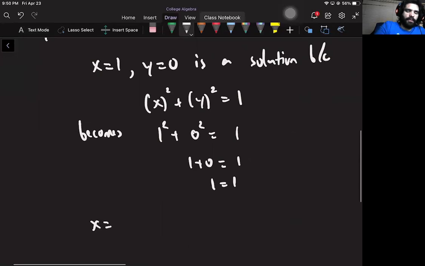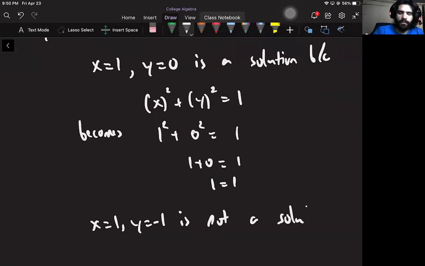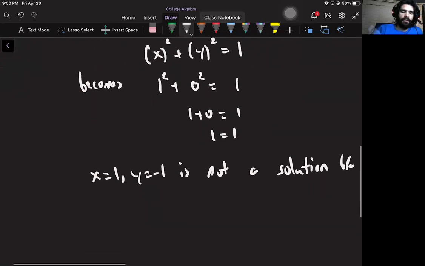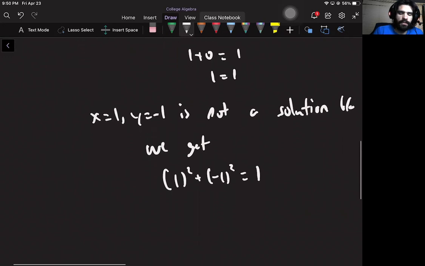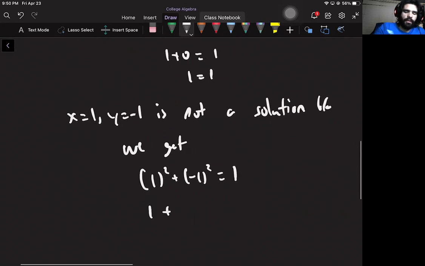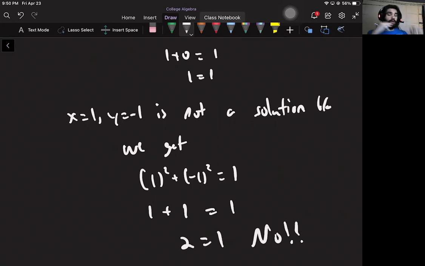While, for example, x equals 1, y equals negative 1 is not a solution because it doesn't satisfy the equation, meaning that when I plug it in, I don't get something that makes sense. In fact, I would get 1 plus negative 1 squared is 1 equals 1. So I would get 2 equals 1, which doesn't make sense. So that's just a reminder of what it means to be a solution.